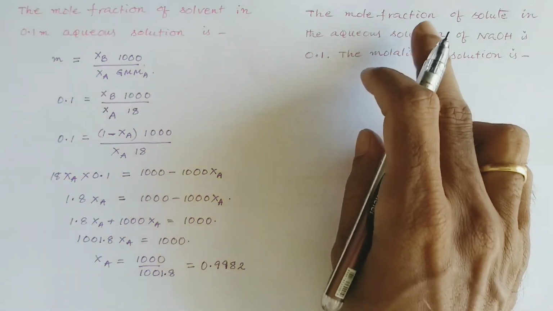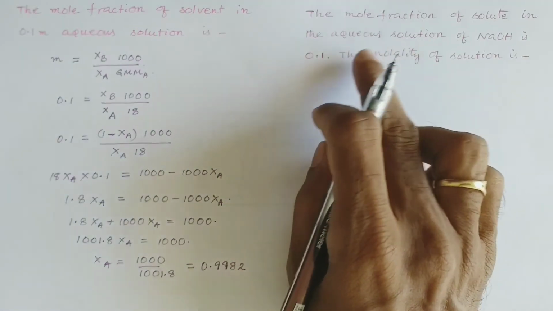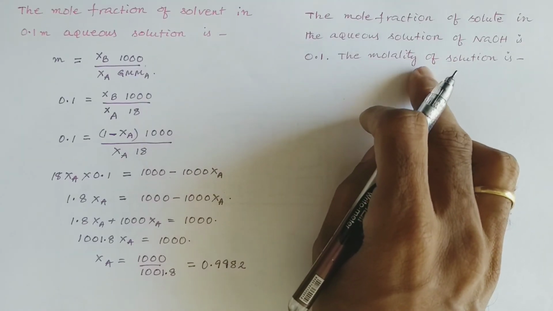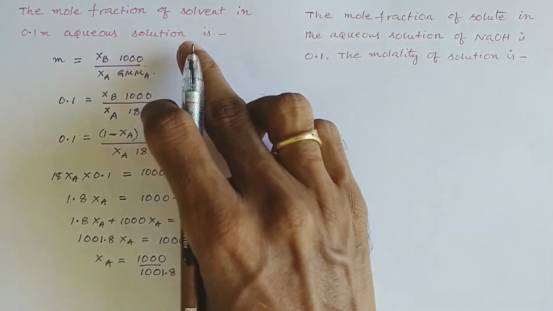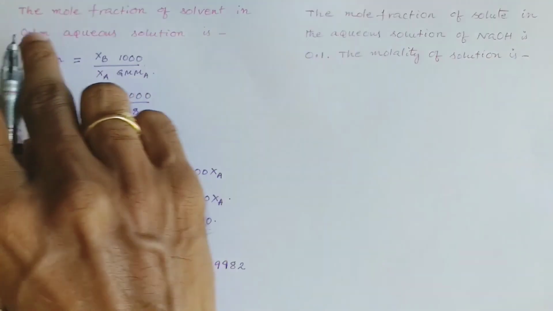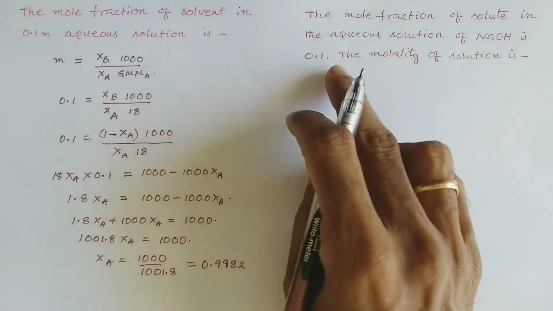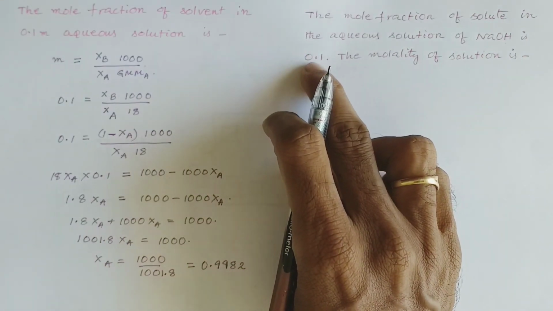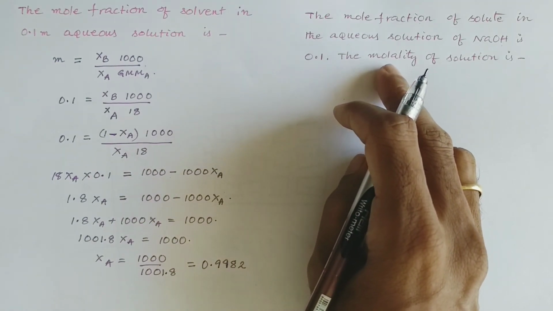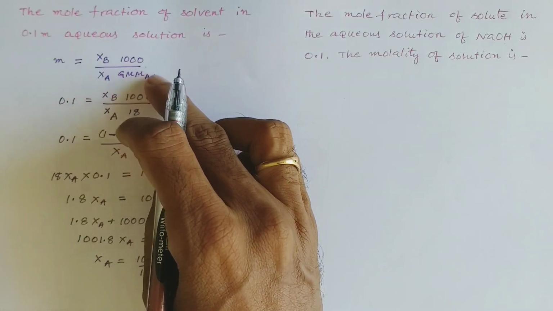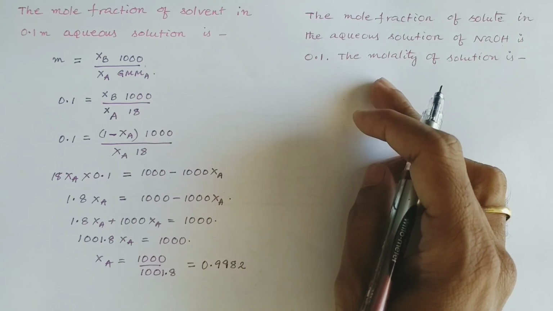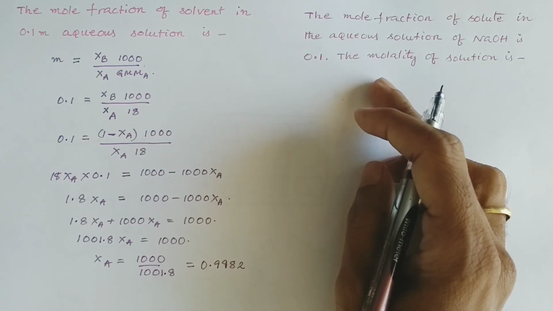Next problem, the mole fraction of solute in the aqueous solution of sodium hydroxide is 0.1. The molality of solution is, okay, so this problem is similar to the previous problem where we calculated mole fraction by using molality, and here mole fraction is given, molality we have to calculate. So in the earlier problem we used this formula, but in this problem we'll try to do without using a formula, right?